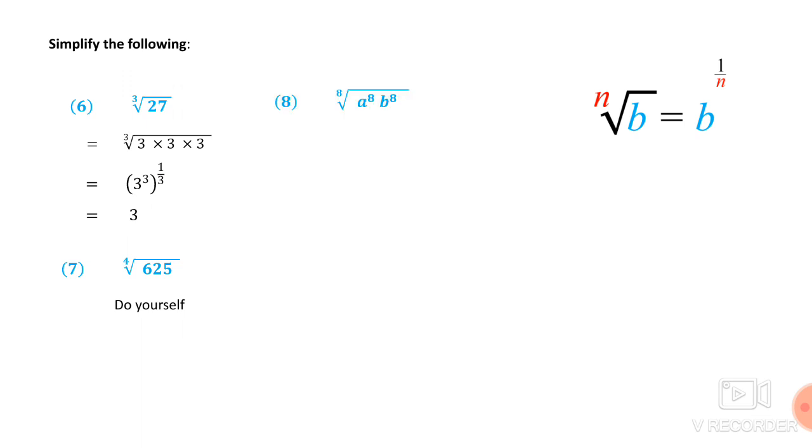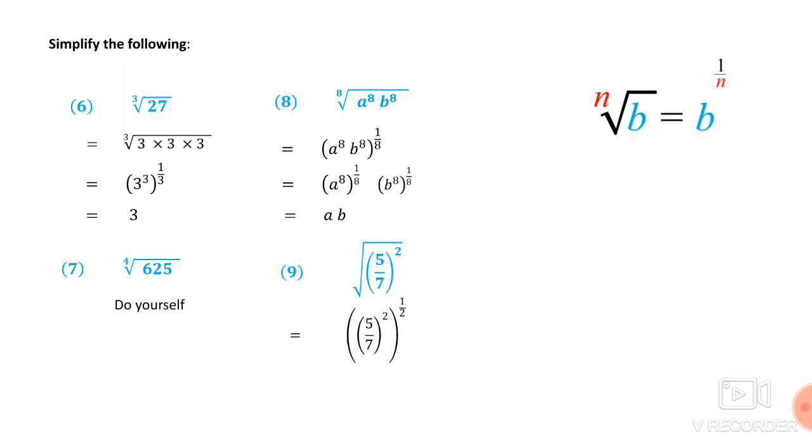Part 8, exactly the same. This 8th root is written as exponent 1 upon 8. Now, for the whole exponent, use the law of exponent. This whole exponent will be written with a exponent 8 and b exponent 8. We have exponent over exponent. These exponents will be multiplied with each other. 8 multiplied by 1 upon 8 will be just 1. So we will have a exponent 1 and b exponent 1 in the answer.